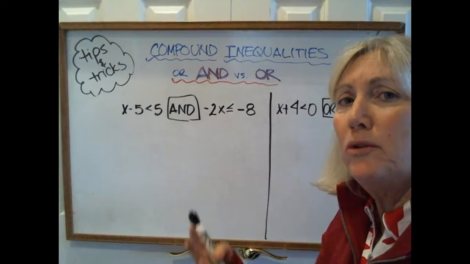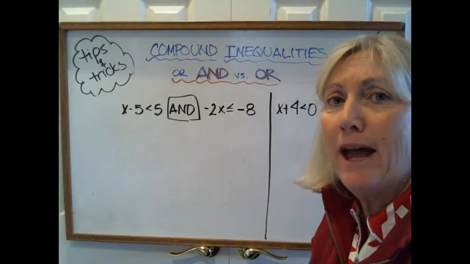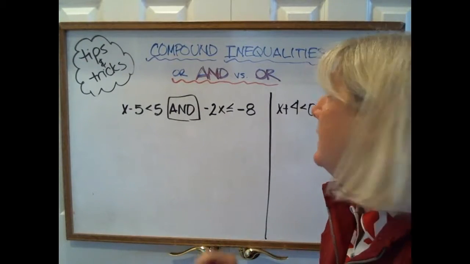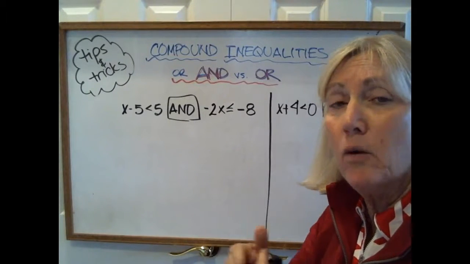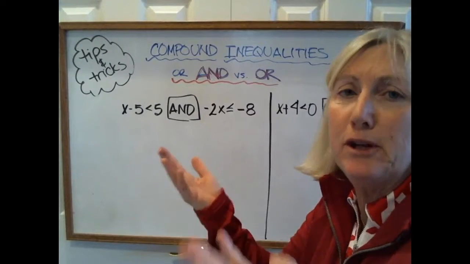If you say two things and you say "and" in between, then both of them have to be true in order for you to be telling the truth or to have it be true. If you say "or", I'm going to do something or something else, then only one of those things needs to be true to have it be true.